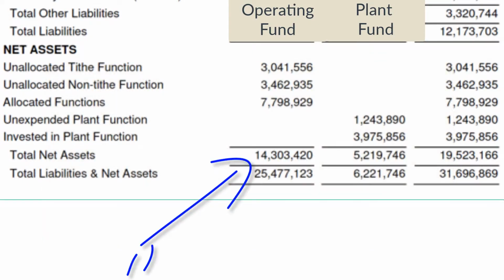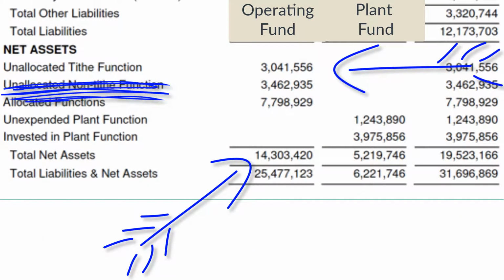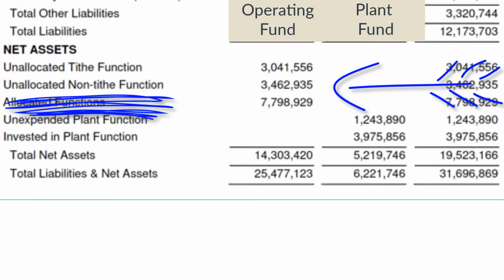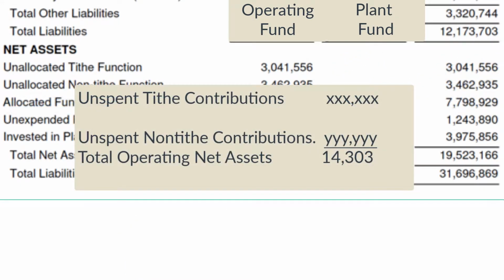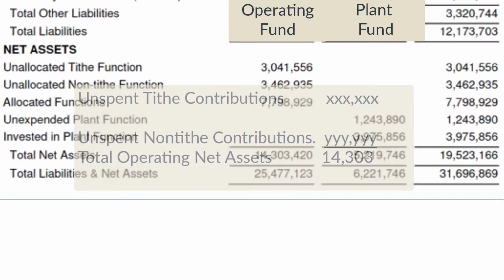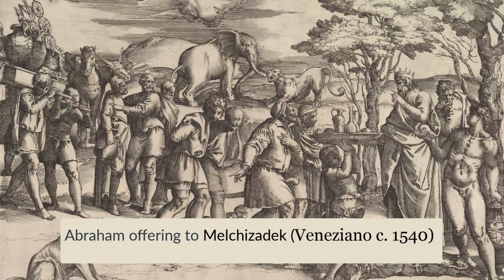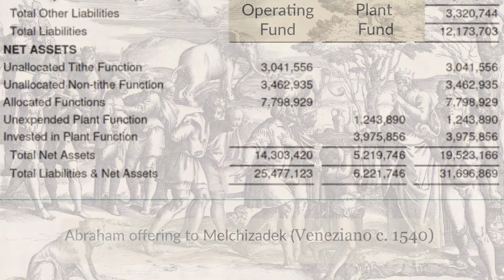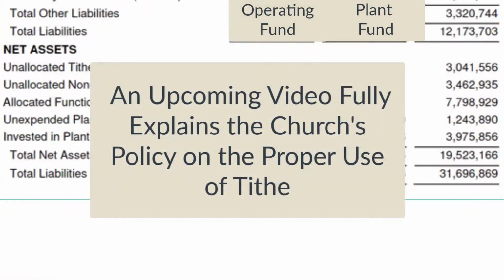The $14 million is either tithe contributions that we have not spent and still have, or it is non-tithe contributions that we have not spent. Well, what about these tithe funds? Bible study, Ellen White teachings, and church policy committees have all decided that tithes can only be spent in a certain way. We'll have another video on that.